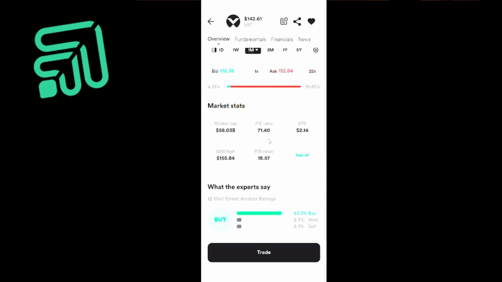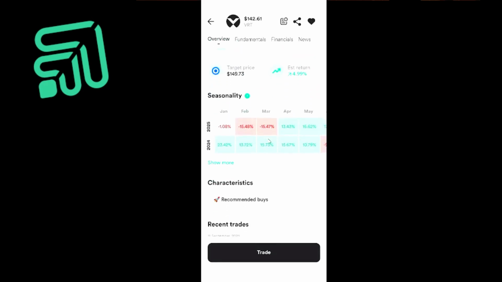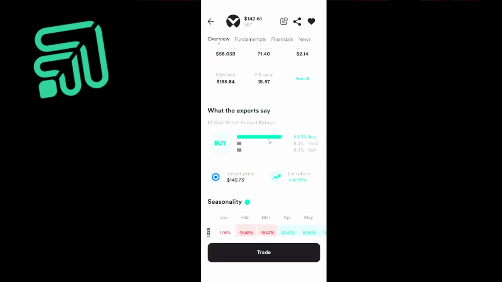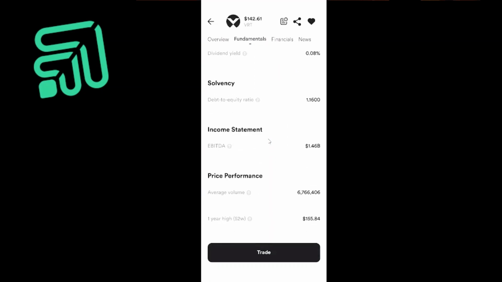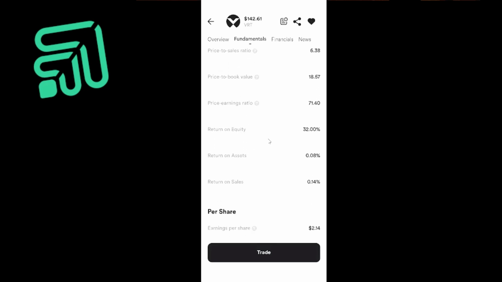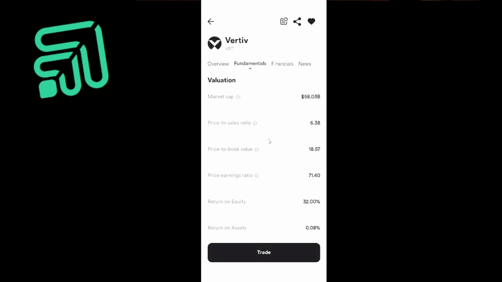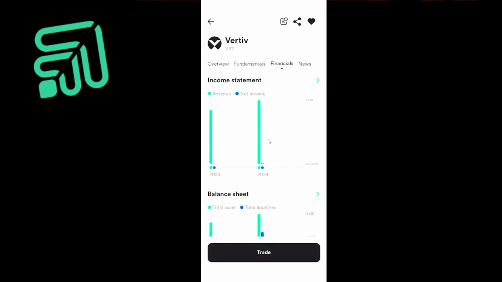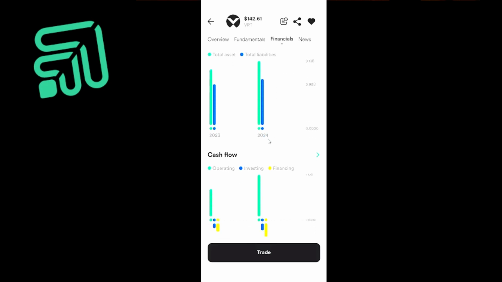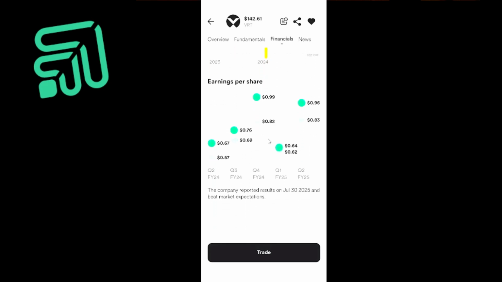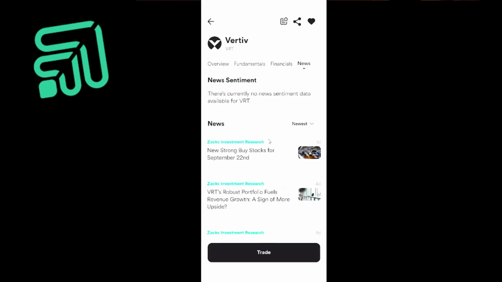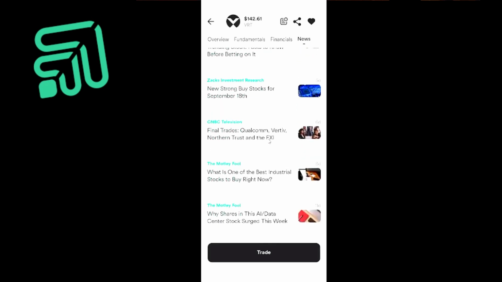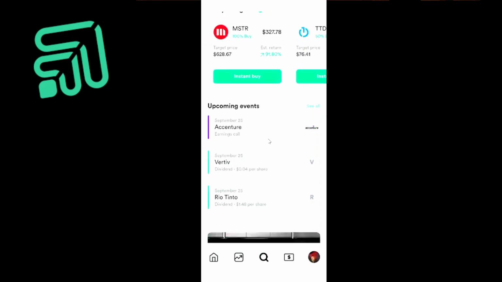If you go down there, there's market stats. And then you also have fundamentals. If you want to do fundamental analysis, basically their financials are there also. You could check their earnings, cash flow, balance sheet, and of course the news about Vertiv or that particular stock.